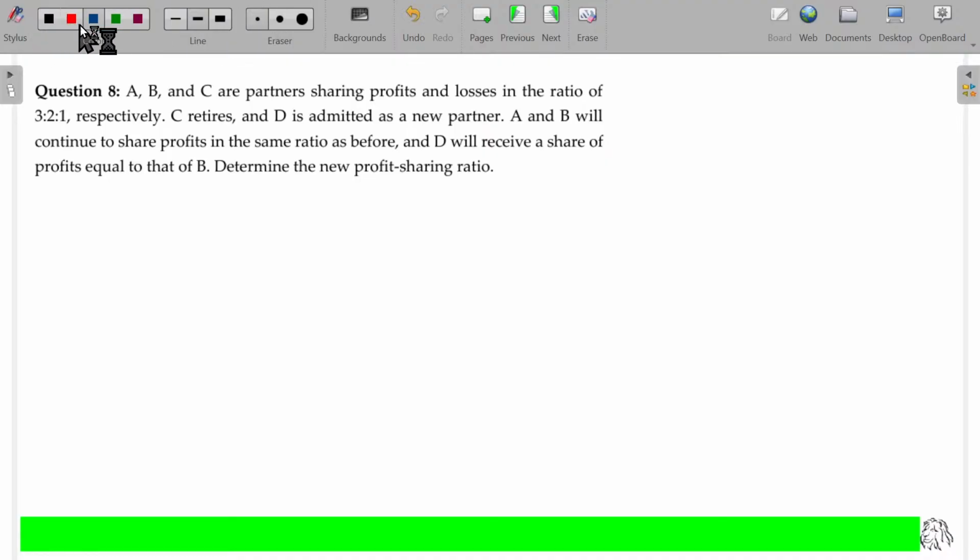Come on, try this one. A, B and C are partners sharing profits and losses in the ratio of 3:2:1. C retires and D is admitted as a new partner. A and B will continue to share profits in the same ratio as before, and D will receive a share of profits equal to that of B. Determine the new profit sharing ratio. It was a question asked in the examination.